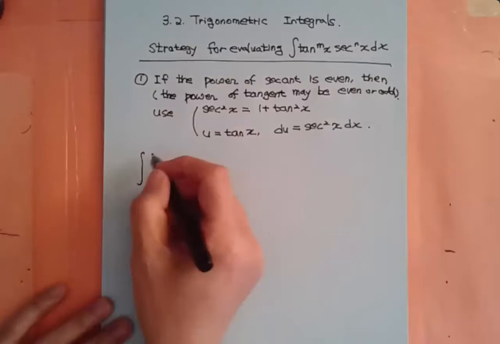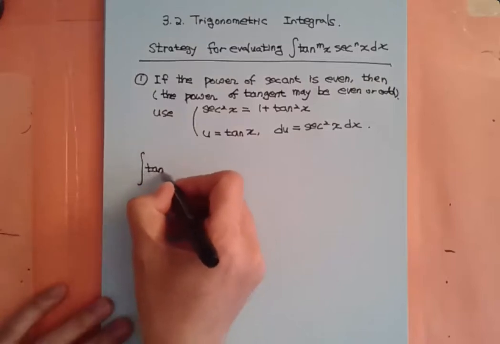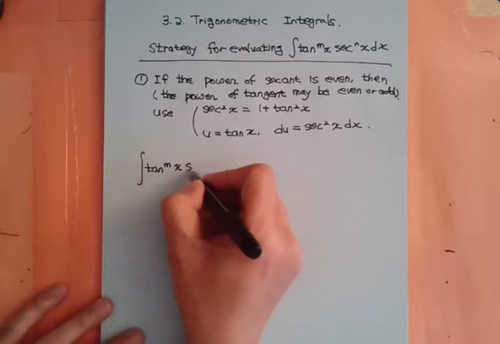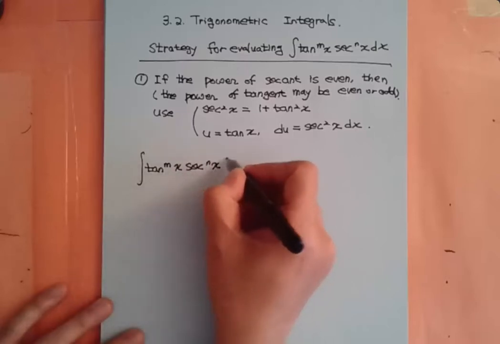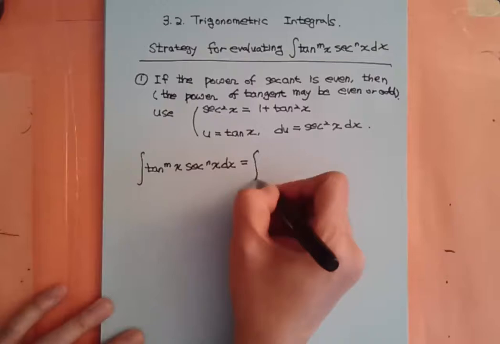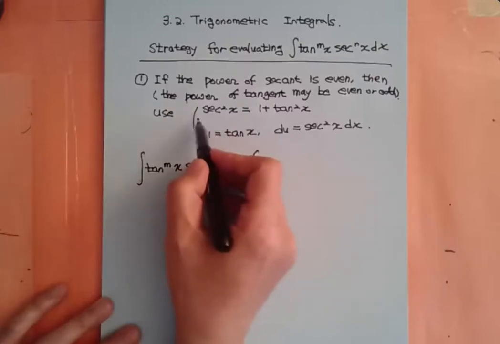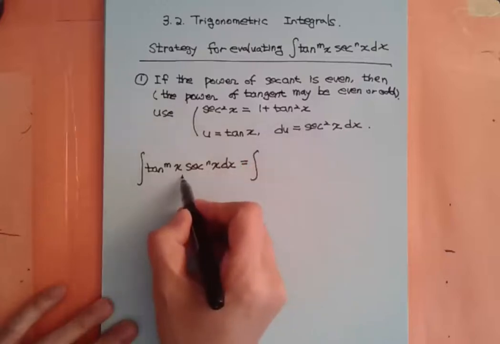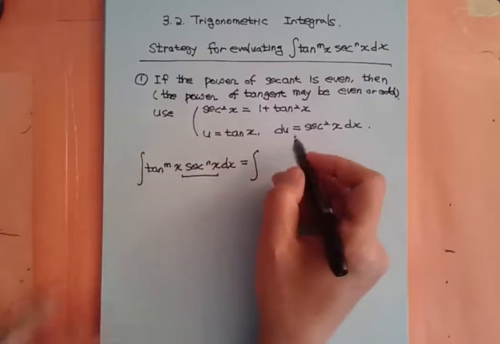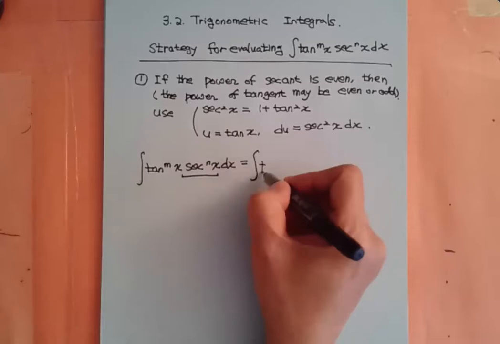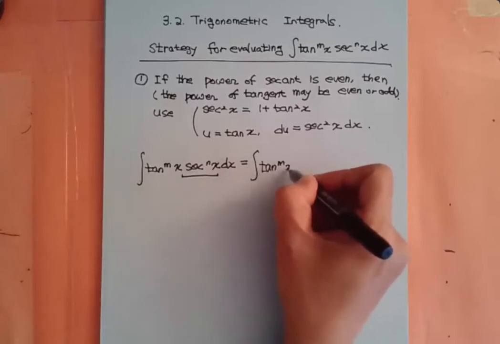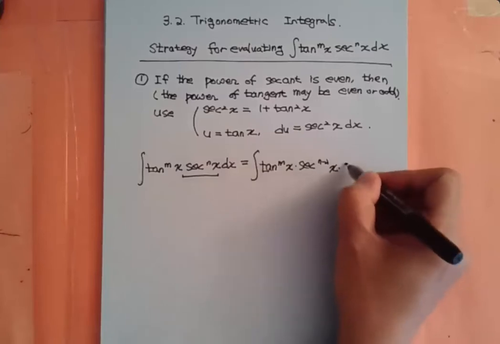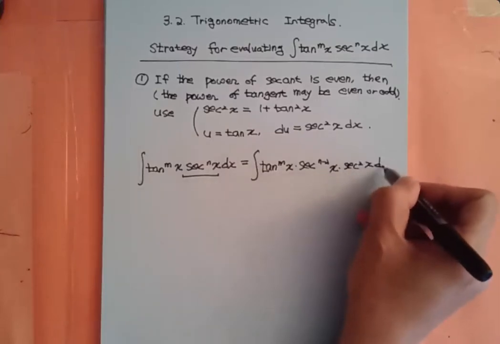So we have the integration of tangent to the m power x times secant to the n power x dx. Then in this case, we will use secant squared of x equals 1 plus tangent squared of x, and so we will split this into two pieces: tangent of m x times secant of n minus 2 x times secant squared of x dx.